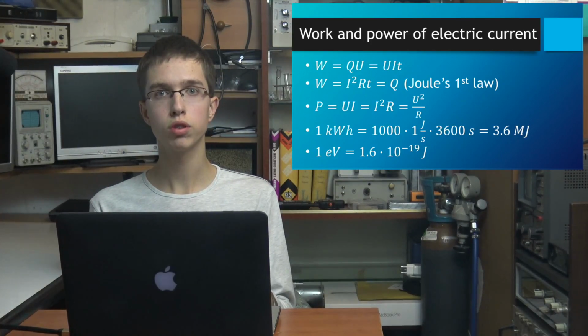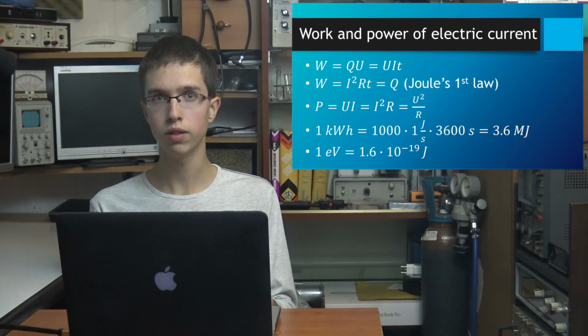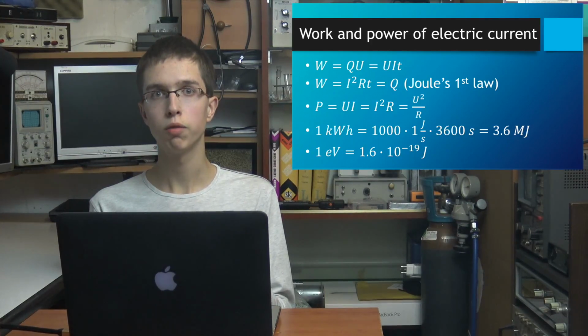There are commonly used measuring units for expressing work except joule, J, as the most conventional one. These are kilowatt hour, kWh, and electron volt, eV. First is kilowatt hour, which actually has this word watt in itself, which is a measuring unit for power rather than for work.